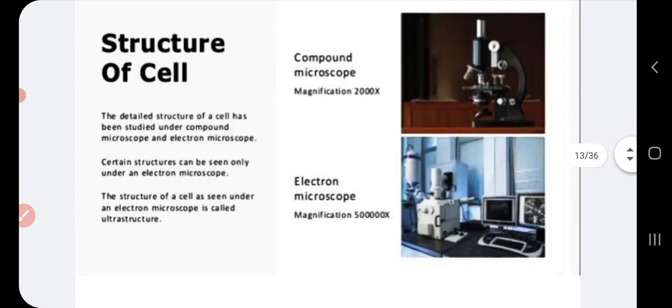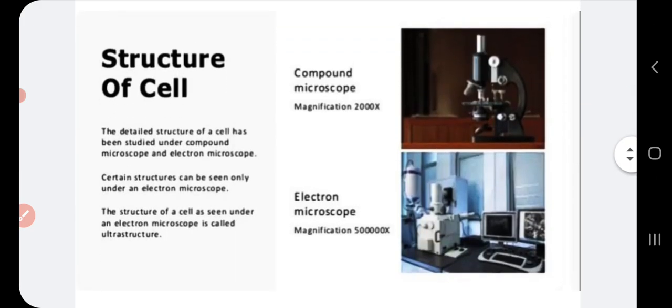Now, the structure of the cell. How is the structure of the cell? The detailed structure of the cell has been studied under the compound microscope. You know the picture of the microscope and the electron microscope. Certain structures can be seen only under the electron microscope.